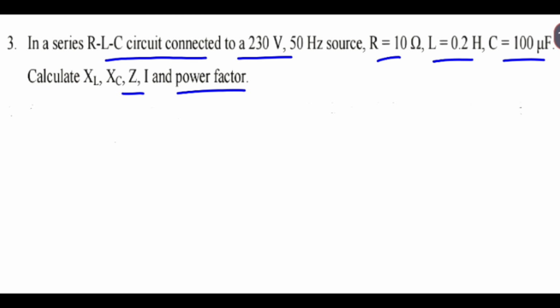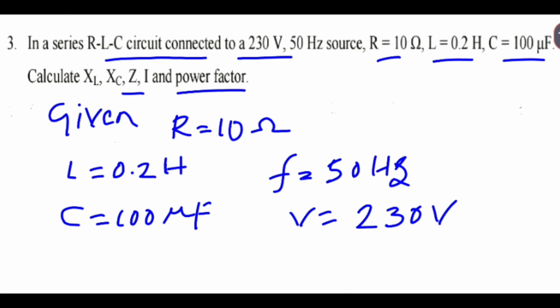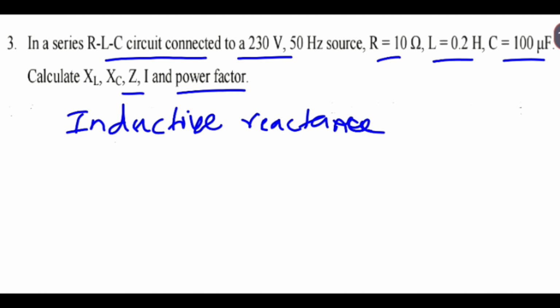So first we have to write down the given data. So these are the given data. You need to write it in the exam or in your booklet. Next we'll find out XL, nothing but inductive reactance. XL we have the formula 2 pi F L.